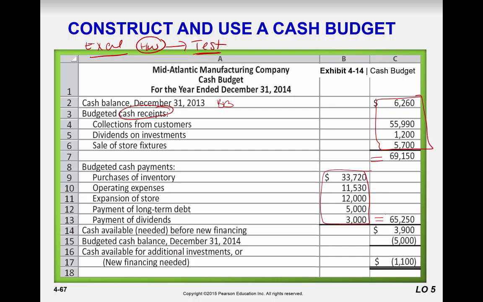So if we take the $69,150 minus the $65,250, we get our $3,900. Then this amount is usually given, the budgeted cash balance that we need to have. If we have $3,900 and we need to have $5,000, we don't have enough. So we need to actually get financing for that $1,100 that we're missing. The $3,900, if we subtract the $5,000 that we need, gives a difference of $1,100.